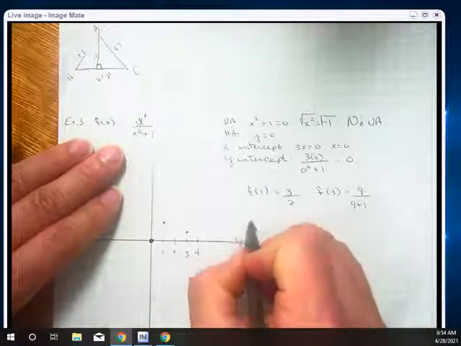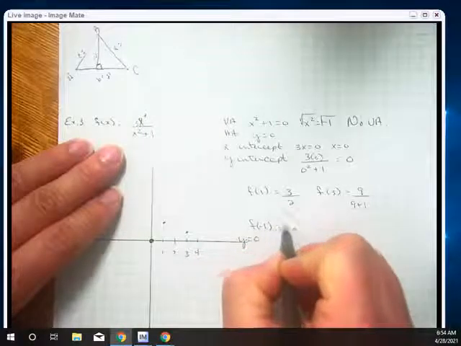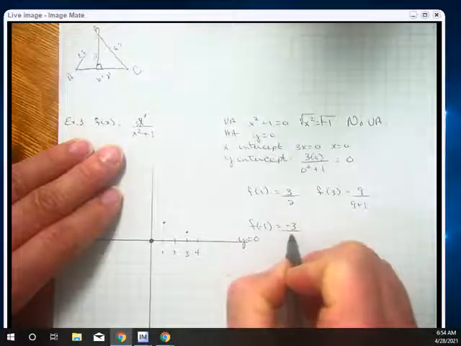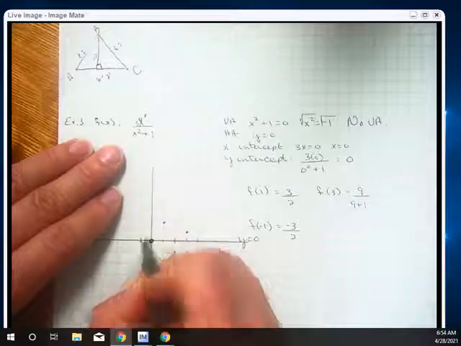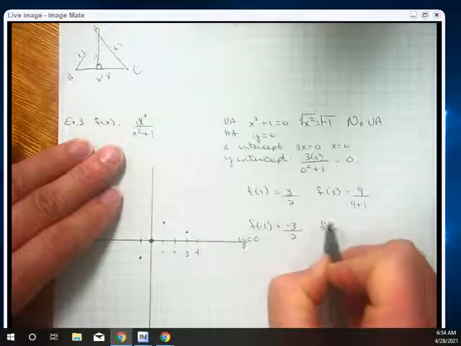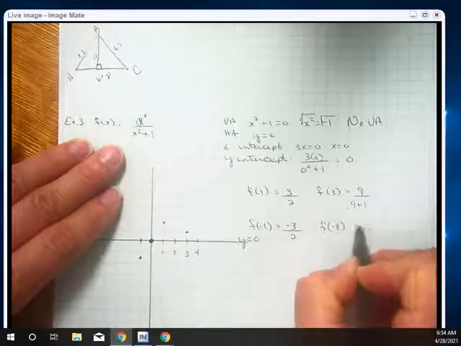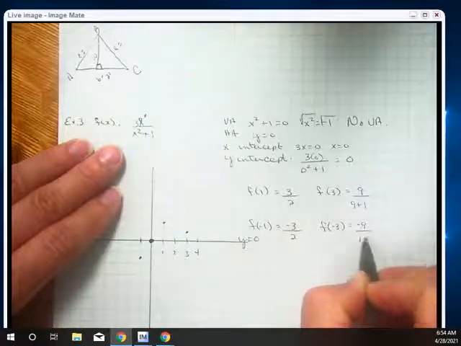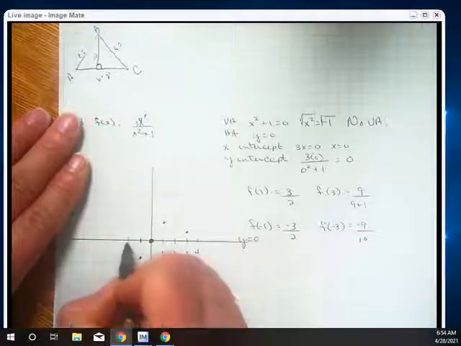Then I'm going to substitute a negative 1. Negative 3 divided by 2. At negative 1, I'm down here to negative 1.5. I'm going to jump to a negative 3. Negative 9 over 10 is negative 9/10.